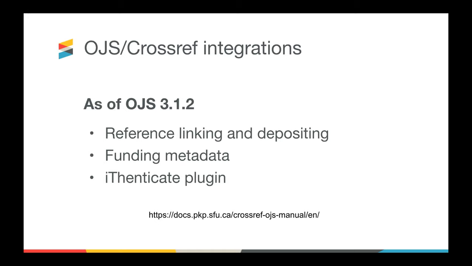So in addition to content registration, we've also got some additional plugins. One for reference linking and depositing, one for providing funding information, and one for the authenticate system, which is used with similarity check. These are all available starting from OJS 3.1.2. Today, we're just going to talk about the content registration plugin, but for these additional ones, we're hoping to do an OJS webinar later this year to talk members through the full set of plugins that can help participate in Crossref services via OJS.